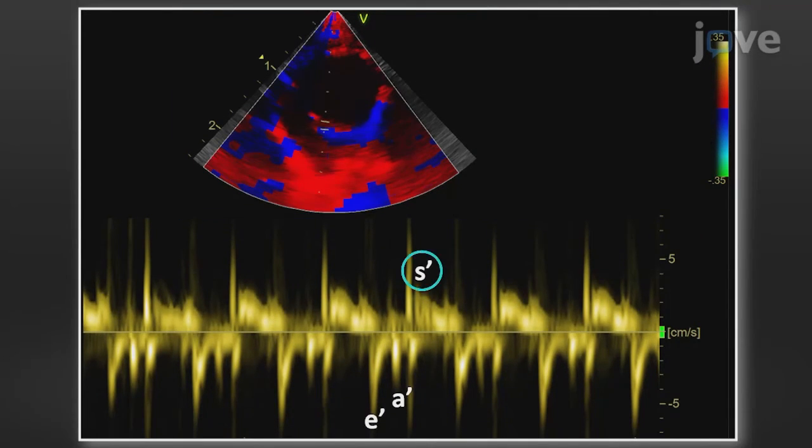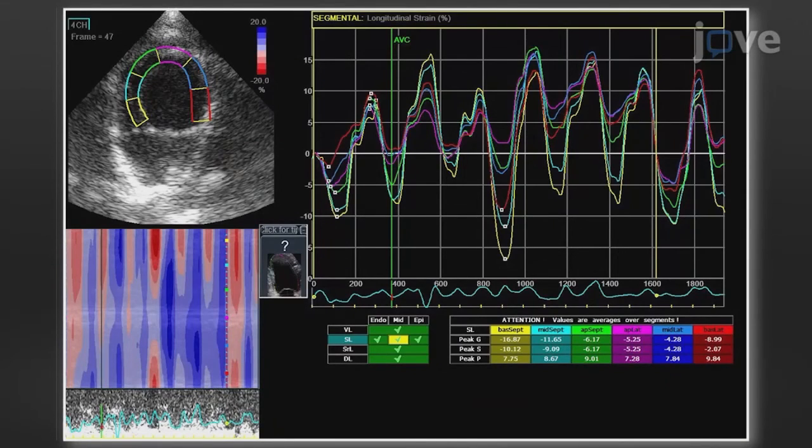and has one positive systolic peak representing the myocardial contraction and two negative diastolic peaks that can be assessed at the mitral annular level from the septal or lateral annulus. The myocardial deformation of the left ventricle can be evaluated by analysis of the longitudinal strain in the four-chamber view.